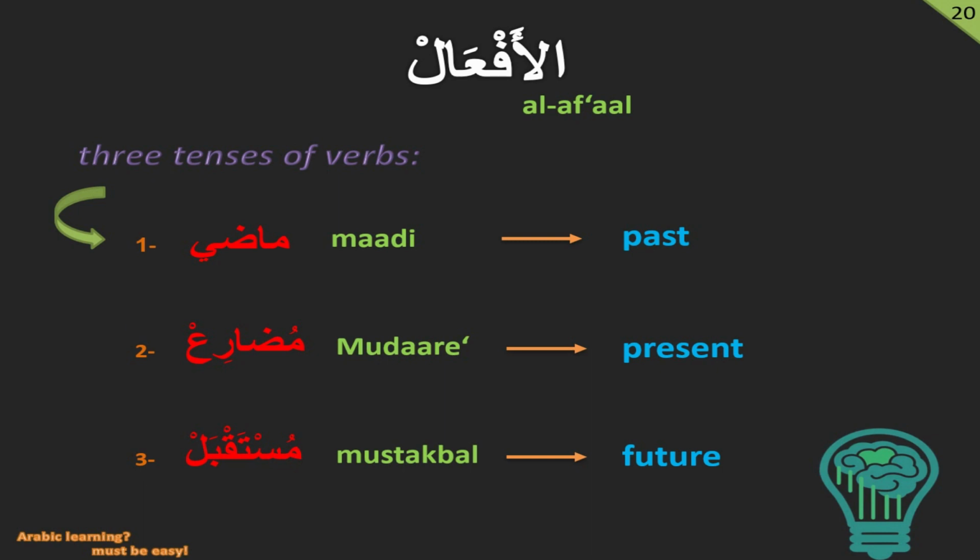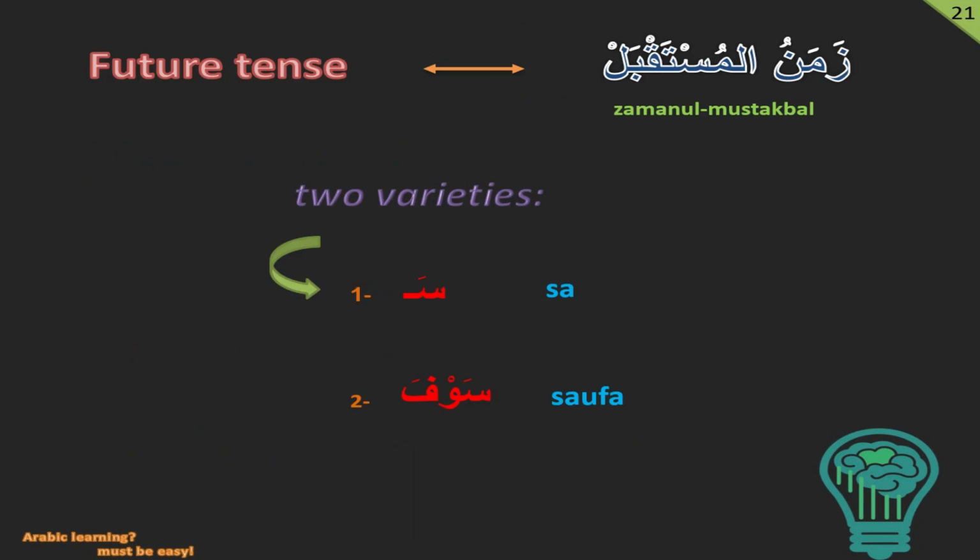In the previous lectures, however, we have always worked with the order of madi, mudari' and amr. Well, when you conjugate a verb in Arabic, you learn just like we practiced. Step 1 madi, step 2 mudari', and step 3 amr. The mustaqbal tense is usually learned separately, as we will do today. So, the future tense has 2 ways to use it. Either number 1, using the letter seen with fatha on it, or number 2, using the word sawfa. Both represent future tense, and we will work on the second one today.